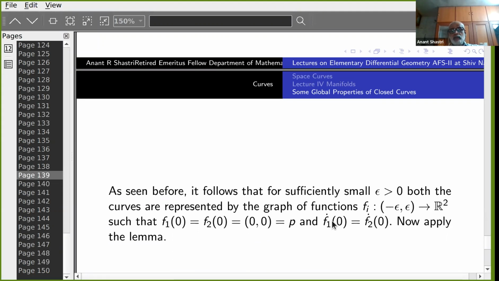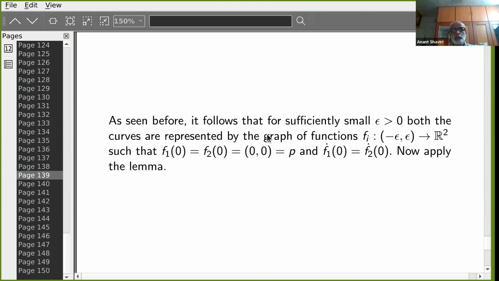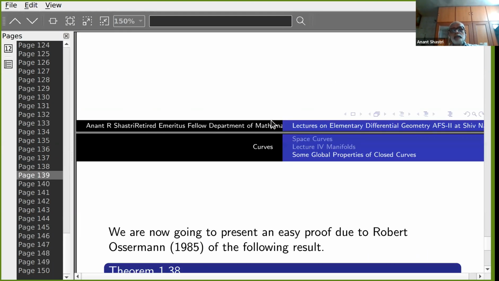The derivative of F1 and the derivative of F2 are 0. That means the tangent is horizontal. Now we apply the lemma. Okay, so this is R here, not R2. Is that clear?